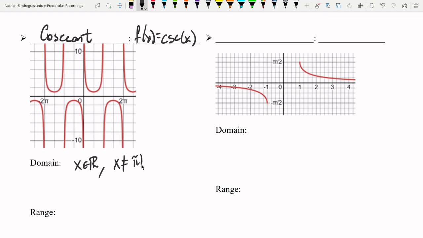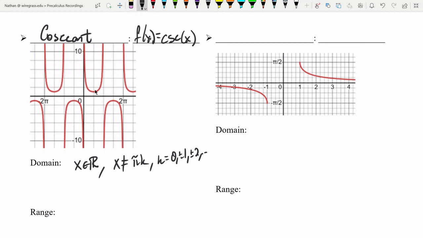pi k, where k equals 0, plus or minus 1, plus or minus 2, because 0 would be here, right? K times 0 times pi is 0. X cannot equal this one. This is at plus 1 k. Plus 1 times pi is just pi, and that's where that one is at. Then 2 pi, negative 2 pi, and so on.